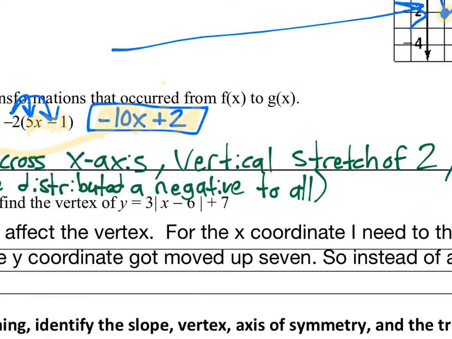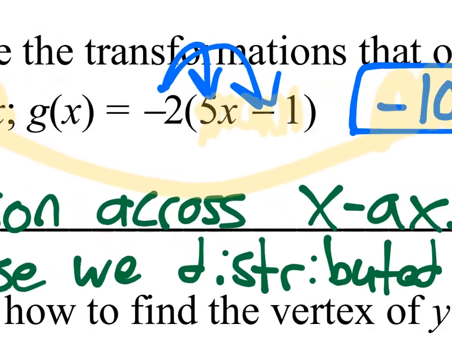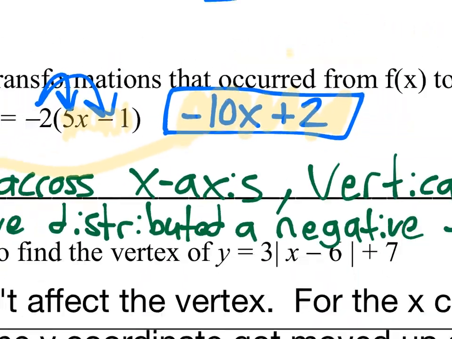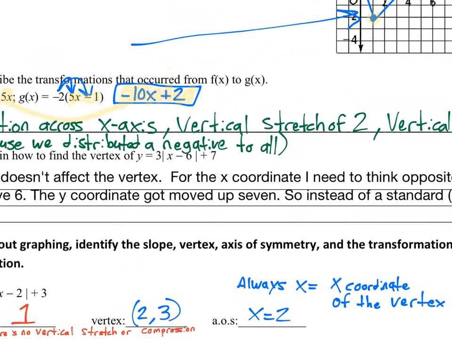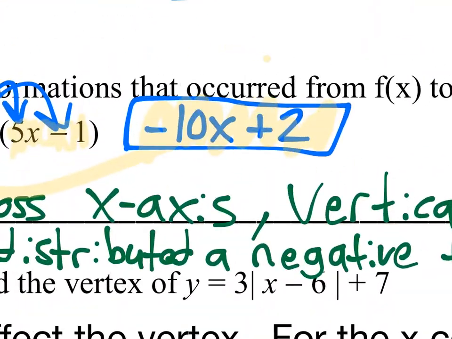We had a vertical stretch by 2, right, because the initial slope was 5x. Now our slope is 10x. That's vertical stretch by 2. And we also had a vertical shift. We shifted up 2 units because of that plus 2 on the end.